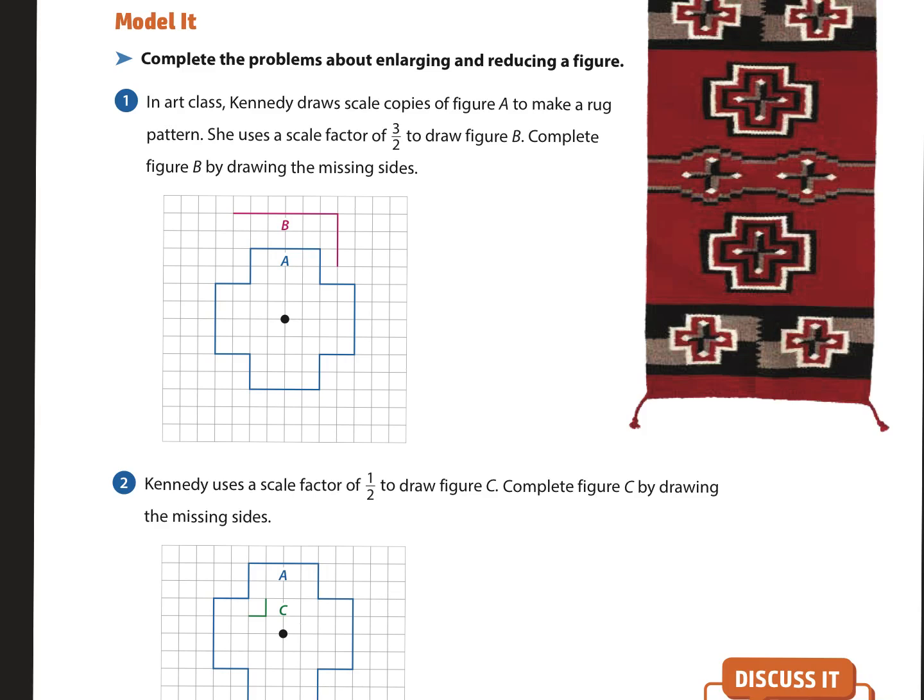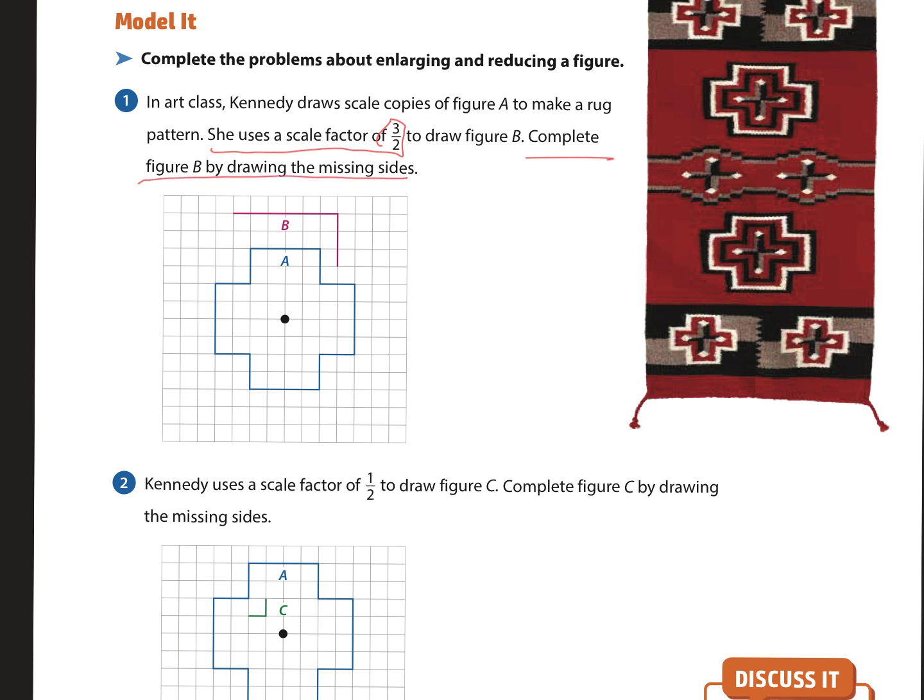Okay, so now that we've done all the vocab and terminology, we're going to actually do some dilations. So we're in art class. Kennedy draws scale copies of figure A to make a rug, and she is using a scale factor of 3/2 to draw figure B. Complete figure B by drawing the missing sides.